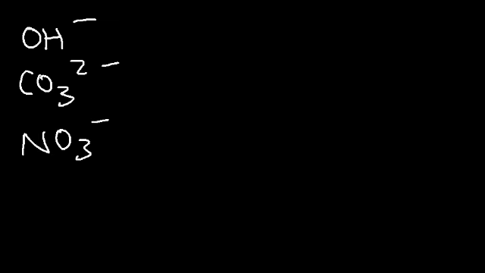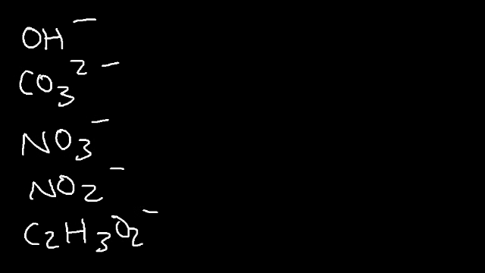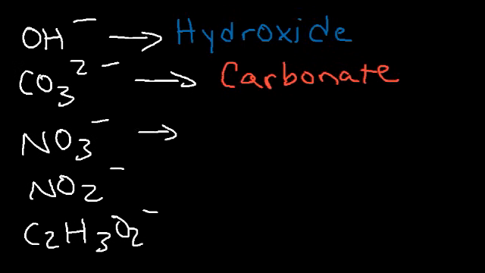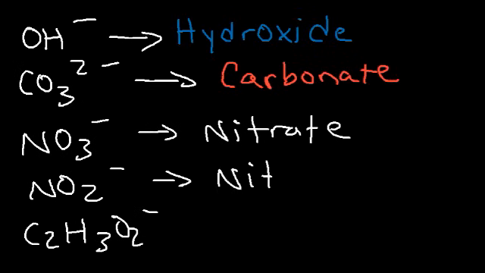Now there are some other ions that you should know. Feel free to pause the video and write the names of these ions and see if you have the correct answer. OH- is known as hydroxide. CO3 2- is called carbonate. NO3- is nitrate. NO2- is nitrite, which has one less oxygen than nitrate. And this is called acetate.